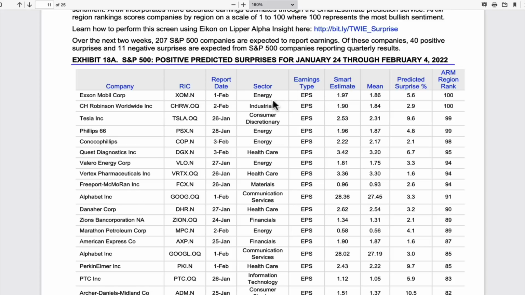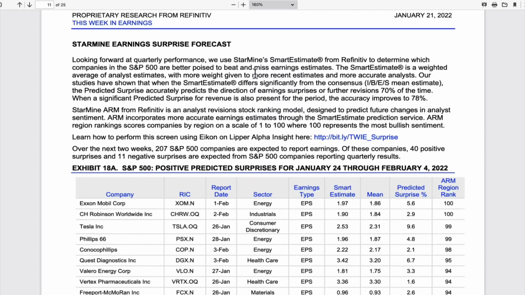And this is just a forecast, right? This is the estimate, the smart estimate, and they explain how they arrive at this smart estimate up here, how they weight it, and it's not theirs. They're just looking at all of the other analysts, and they weight the analysts based on how right they've been in the past. Let's see if we can figure it out. It's a weighted average of analyst estimates with more weight given to more recent estimates and more accurate analysts.